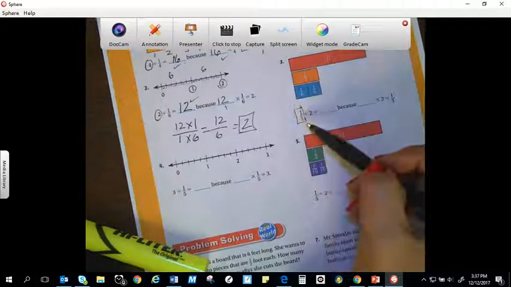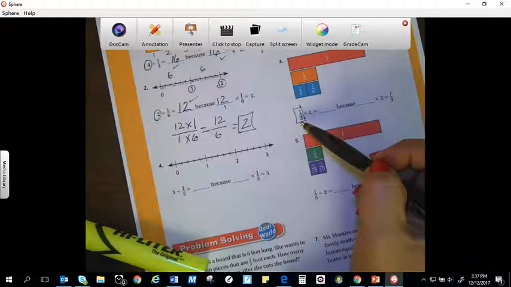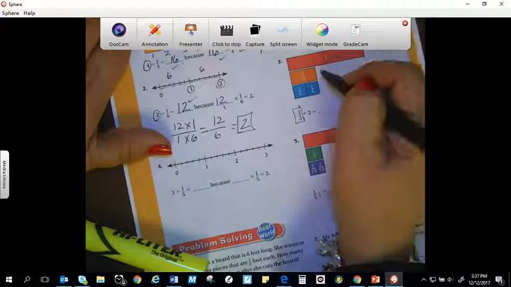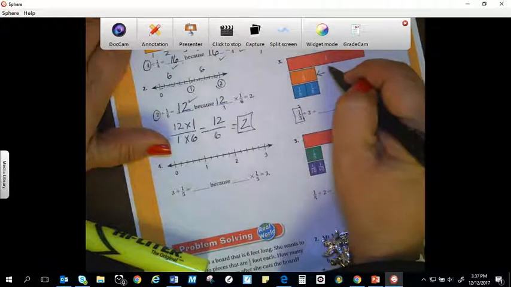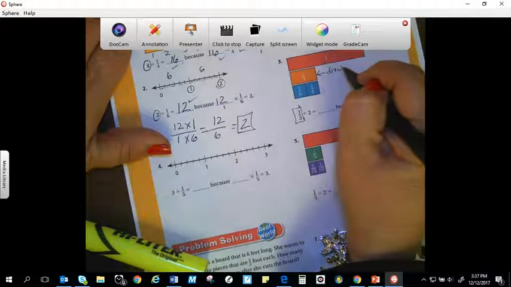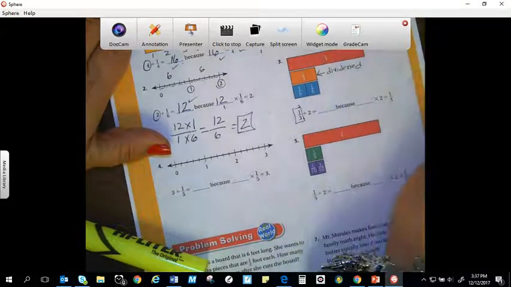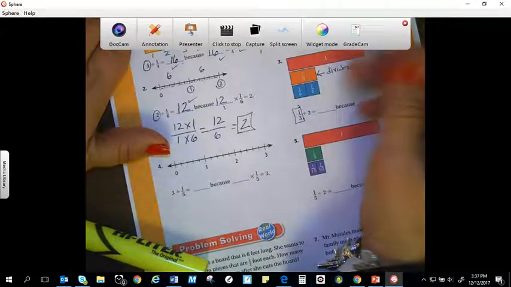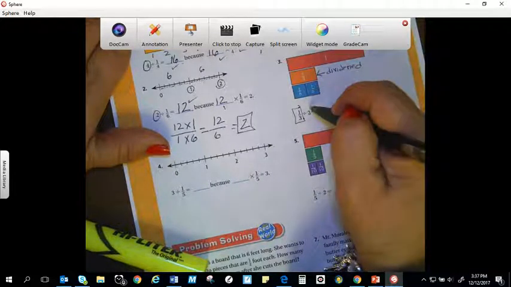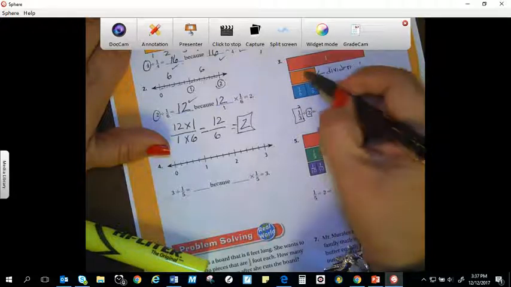Now, my dividend is now going to only be 1/3 because that's all I have. And this number here is going to represent my dividend. Again, like we talked about in class today, and using our bread, we only have 1/3. And then it said that we needed to divide my 1/3 into 2 parts.